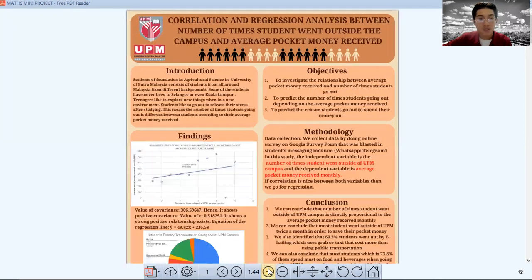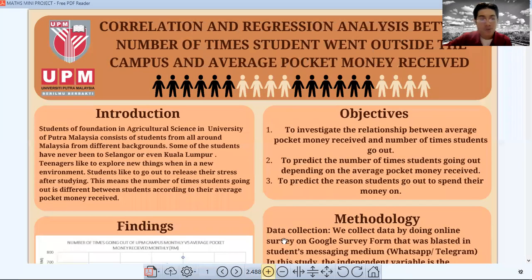For the introduction, we have chosen to conduct the study among the students of Foundation in Agricultural Science of UPM, which consists of students from all around Malaysia, from different backgrounds. Some of the students have never been to Selangor or Kuala Lumpur, so they would love to enjoy these new places. So the places they go and the number of times they really go out would depend on the average pocket money received monthly.